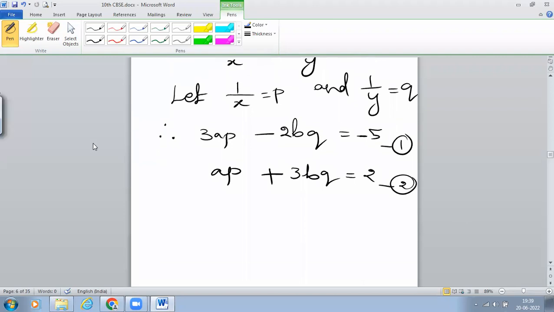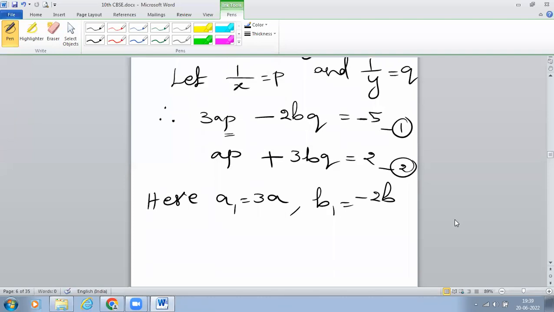So first, what is the value of A1 here? A1 is nothing but the coefficient of variable P in the first equation. What is the value of A1? 3A. And what is the value of B1? The coefficient of Q in the first equation is minus 2B. I'm going to write it now.